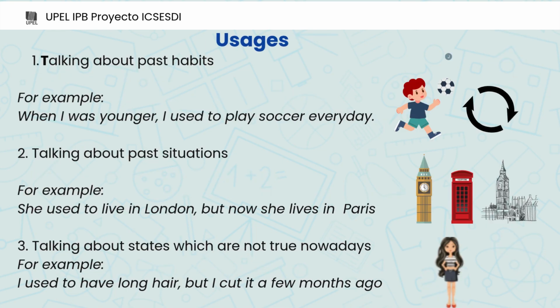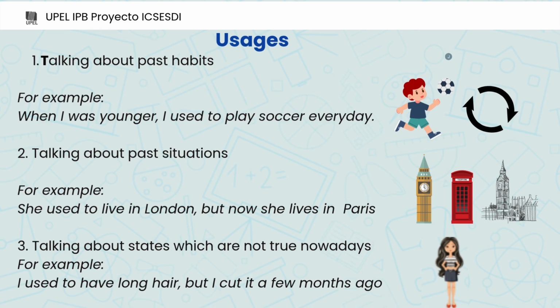Usages. This is for you to remember about the usages of this verbal phrase. Number one, talking about past habits. For example, when I was younger, I used to play soccer every day. So I'm talking about a part of my daily routine in the past, something that was habitual for me in the past. So I use "used to."